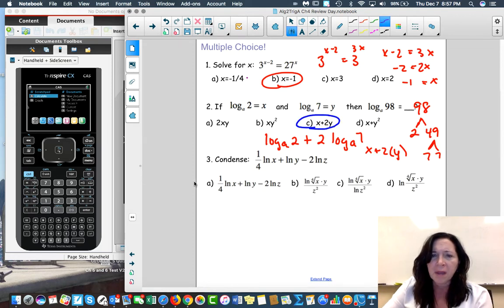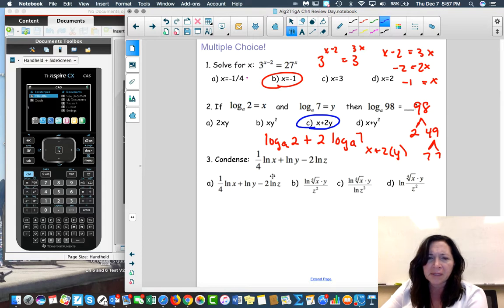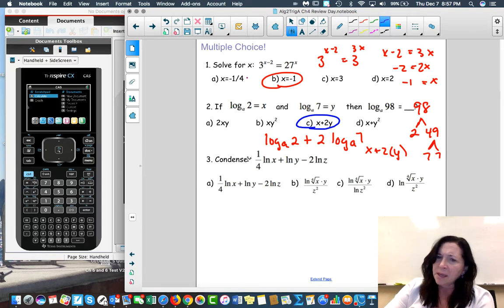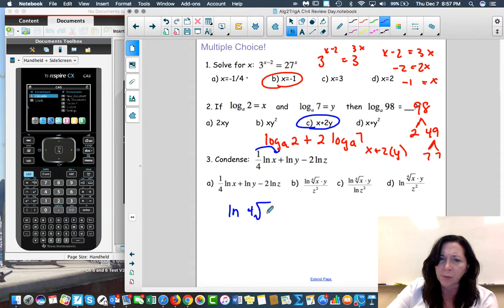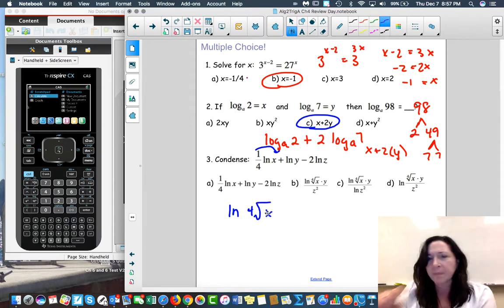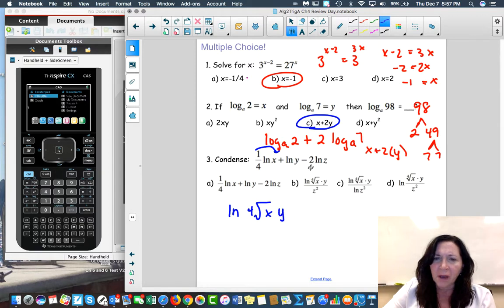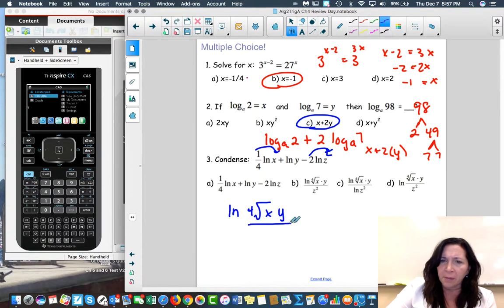All right. The last problem is asking you to condense it. And keep in mind, using the power rule, this is going to go to this, meaning that'll be ln of the 4th root of x, plus ln of y, that's just times, minus, and this is again using the power rule, squared. So that'll be over z squared.